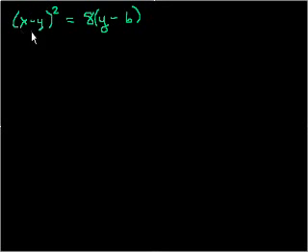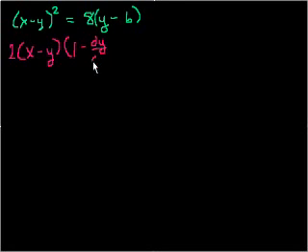Let's take the derivative of this entire expression with respect to x minus y. Well, that is 2 times x minus y. And then it's going to be that times the derivative of x minus y with respect to x. The derivative of x with respect to x is just 1. And the derivative of minus y with respect to x is just minus dy dx. You could say the derivative of minus y with respect to y is minus 1, and then by the chain rule, multiply that times the derivative of y with respect to x. Either way, I think you get the point, hopefully.